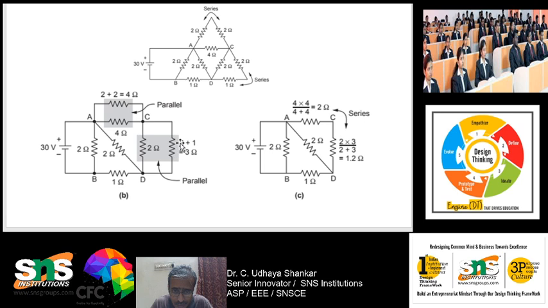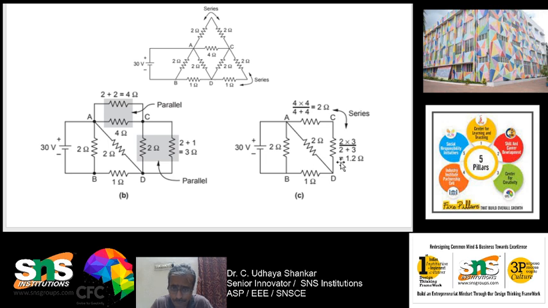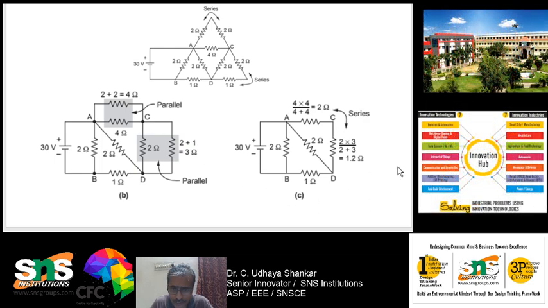Similarly, these two are connected in parallel. 2 ohm and 3 ohm are connected in parallel because the current is getting divided at this point. So 2 into 3 divided by 2 plus 3 is nothing but 1.2 ohm. So when I reduce these two, the circuit will be simplified something like this.